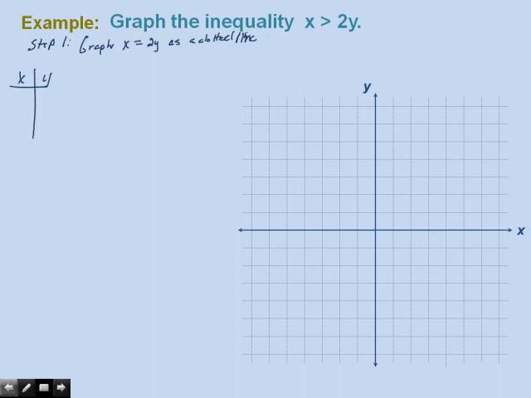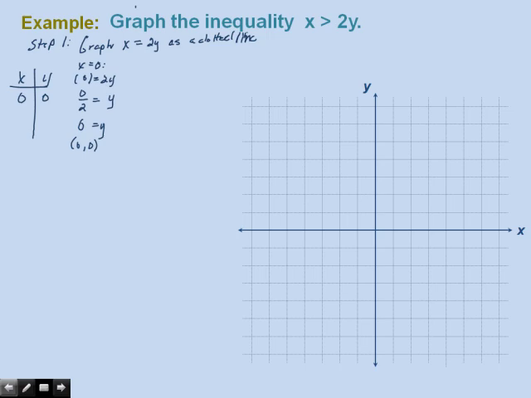So now let's pick 0 for x, and that means we're substituting 0 for x in our equation. Then if we divide both sides by 2, we have 0 over 2, which is equal to 0. That gives us y is equal to 0. What that means is that the origin is one of our points, because this gives us the point 0, 0.